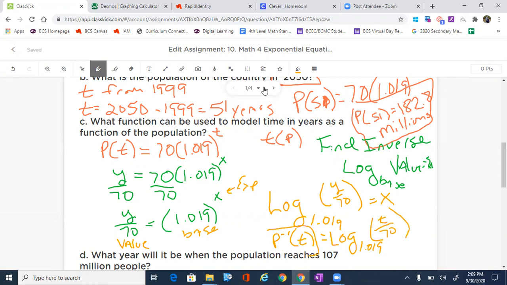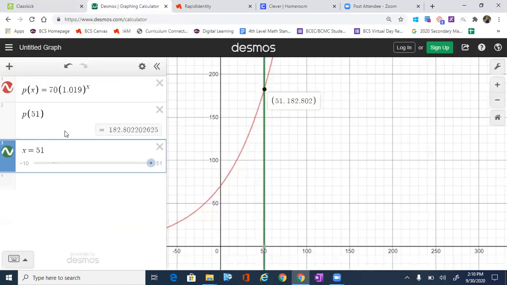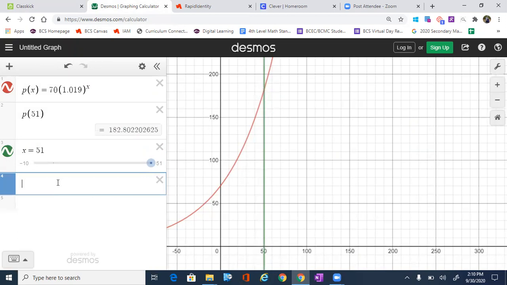Now, because we've switched it and it's the inverse, this represents time, because it's opposite now. And this right here is going to represent our population, okay? Because we have a completely different formula. Let's go over to Desmos. We're going to check that our inverse is correct and that our time equation is correct. So I'm going to come over here and I am going to put, let's call it t of x.